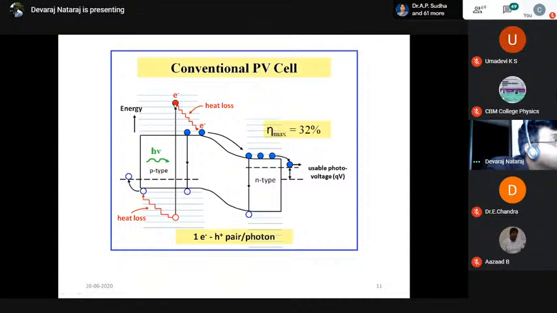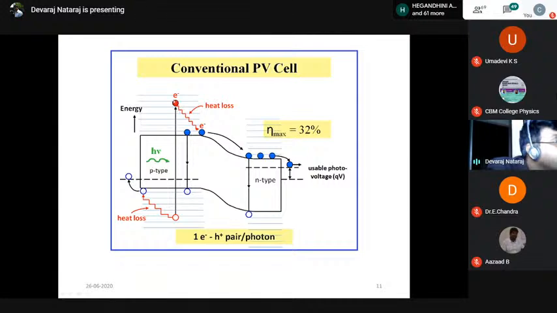Because the density of states in the conduction band is very high, and similarly in the valence band, the lifetime of this electron and hole will be very, very short. You cannot collect these electrons directly from here to the electrode. Similarly, you cannot collect the holes from deep in the valence band to outside. It is not possible at all because the lifetime of the charge carrier is very small. They always try to come down to the lower energy state by emitting the extra energy as heat.